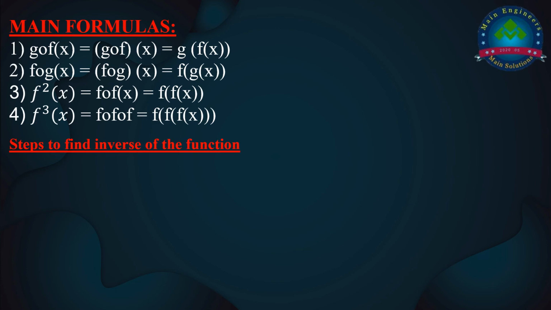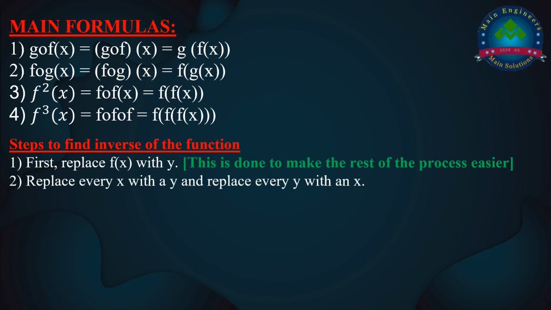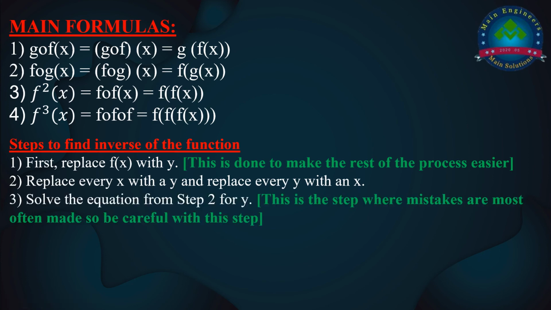Then the next one is the steps to find the inverse of the function. The first step is to replace f(x) with y. So whatever our function is, first we write y is equal to f(x), equal to the given function. This is just done to make the rest of the process easier. Second is to replace every x with a y and every y with an x. So interchange the positions of x and y. That will be our second step.